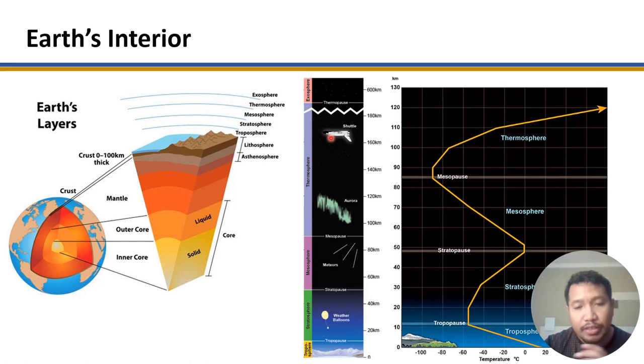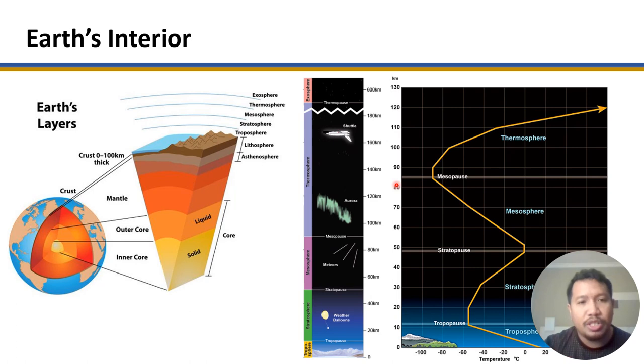So the thermosphere is the layer of the earth's atmosphere above the mesosphere and also below the exosphere. So it extends from around 85 kilometer to 600 kilometer above the Earth's surface. So the thermosphere is very, very hot, with a temperature reaching up to 2000 degrees Celsius. So this is because the thermosphere absorbs ultraviolet radiations from the sun and sometimes creates aurora in this layer, especially at the north and also south poles.